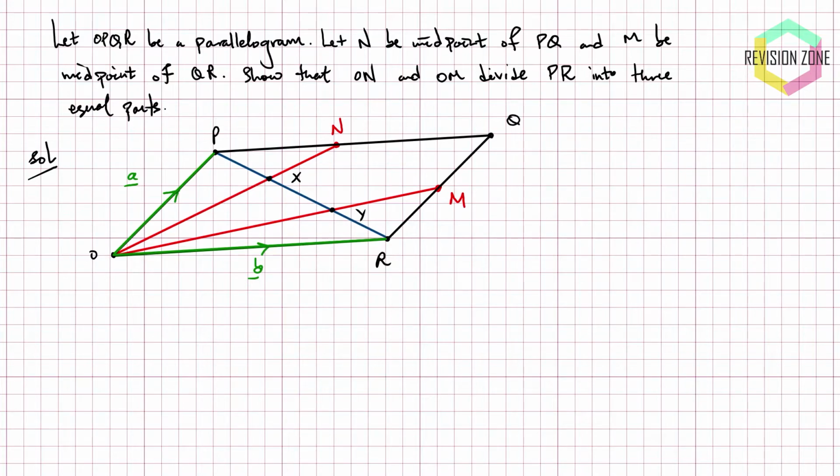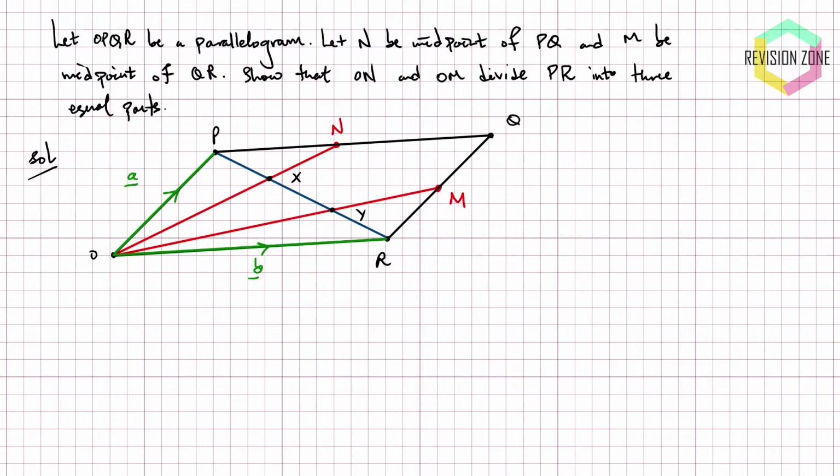So the strategy is we're going to write down a description of the vector OX in two ways, and that will give us an equation to solve. And hopefully that would shed some light on what this question is trying to get us to do. And we're going to repeat the same reasoning for the point Y. In other words, we're going to write the vector OY in two different ways and get another equation and run a very similar argument. Okay, so let's dive in with the calculations.